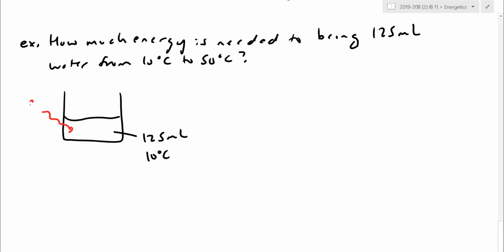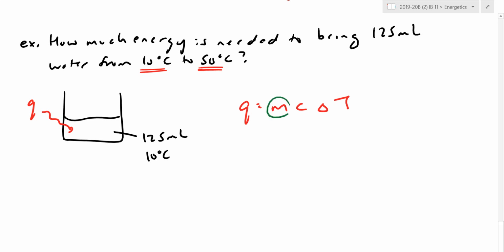I want to figure out how much heat energy I need to put into this so that the particles are now moving fast enough that my temperature reading will go from 10 degrees to 50. I need to input this energy. So far I've only given you the formula. Q is equal to mc delta T. Let's just punch through here.